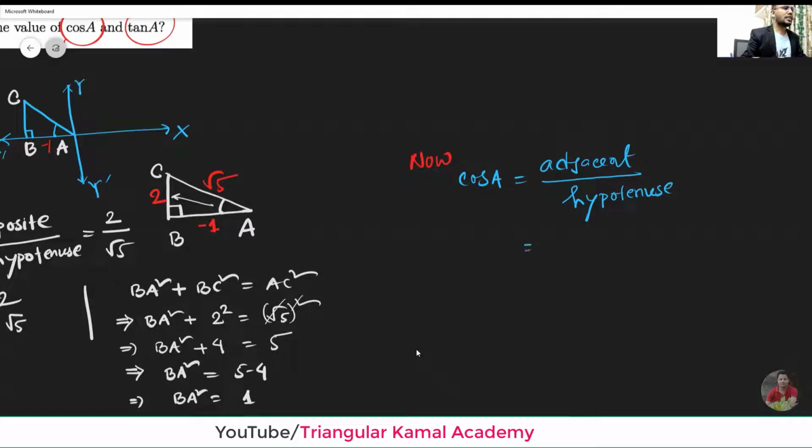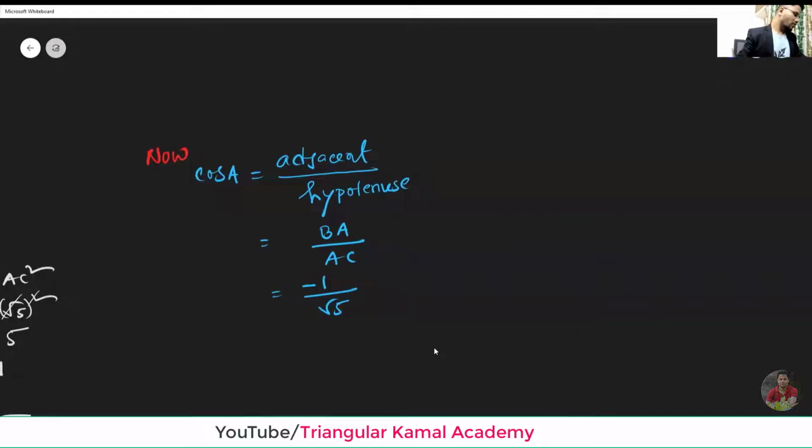And adjacent here BA, which is minus 1, divided by hypotenuse AC. So now this answer is minus 1 divided by root over 5, and this is one answer. Another requirement is find the tan A.